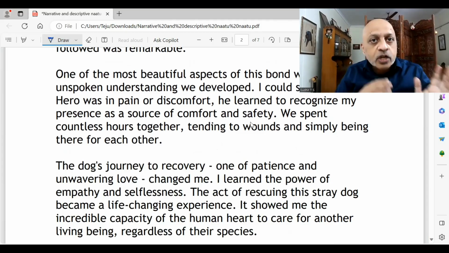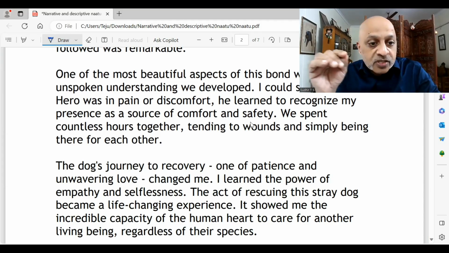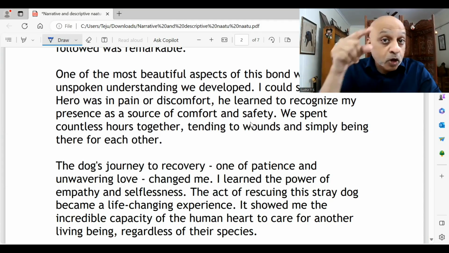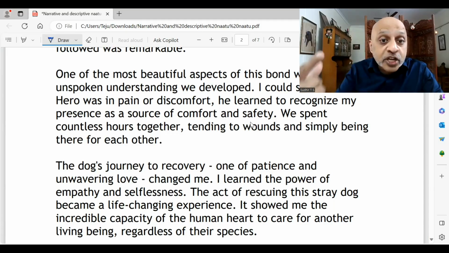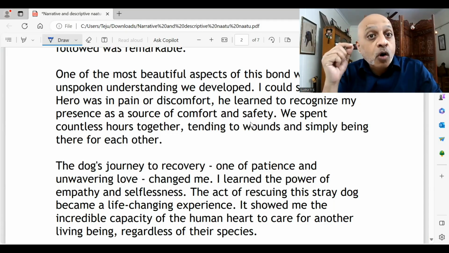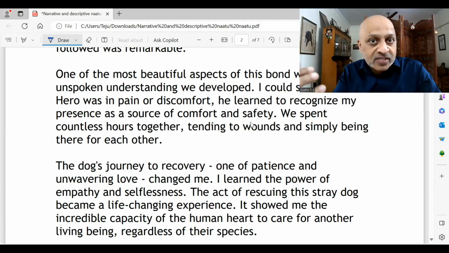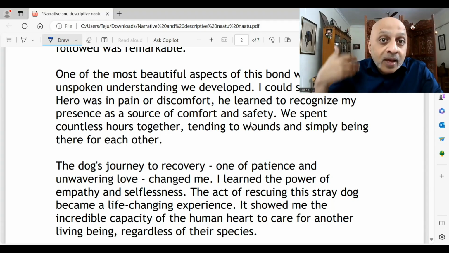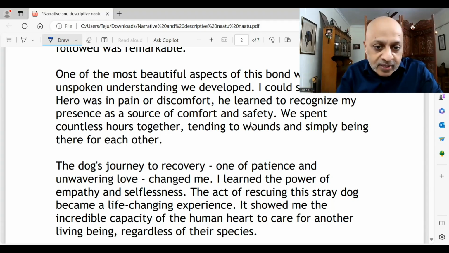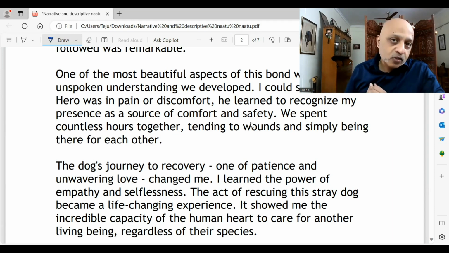The dog's journey to recovery, one of patience and unwavering love, changed me, because the question also says how it changed you. I learned the power of empathy and selflessness, that you selflessly love and care for someone else. The act of rescuing this stray dog became a life changing experience for me. It showed me the incredible capacity of the human heart to care for another being, regardless of their species.